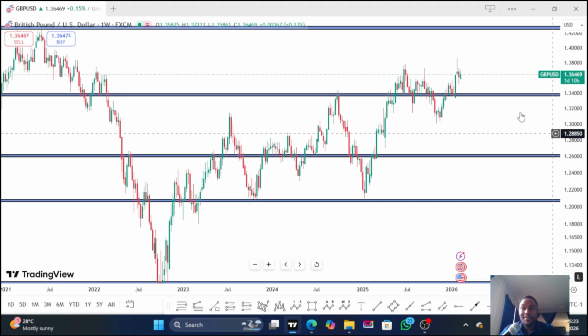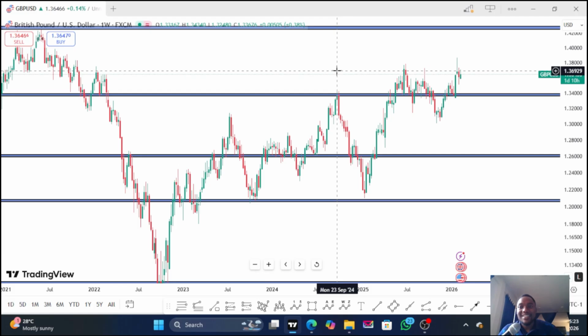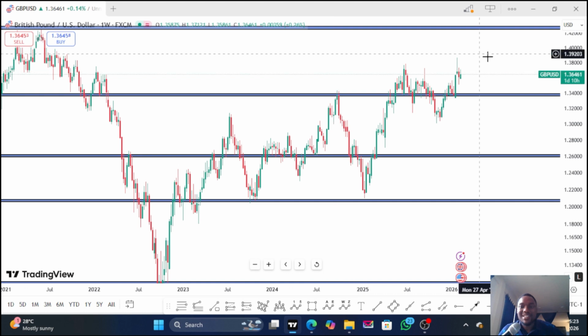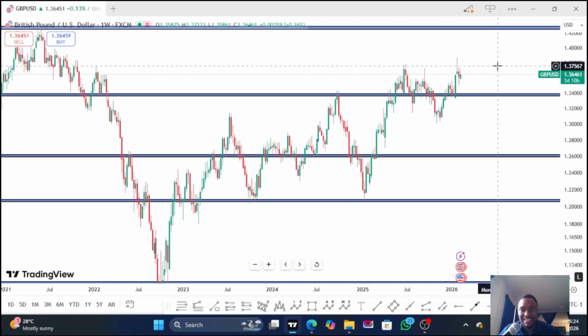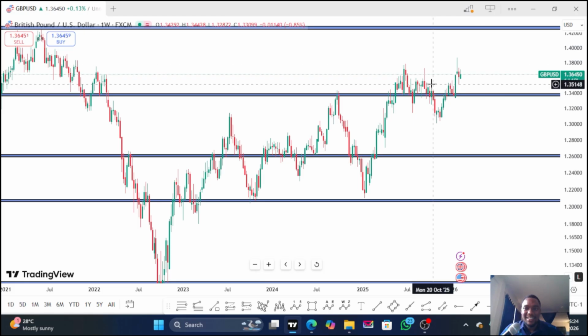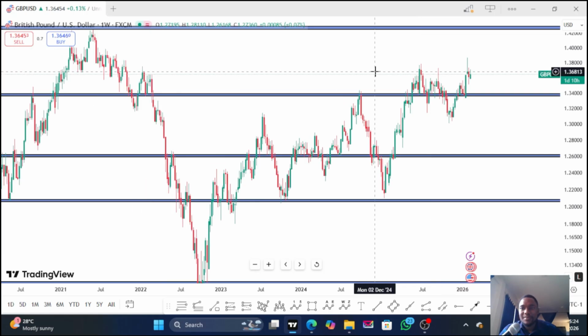So on the weekly time frame, let us try to determine the key levels. What do I mean when I say key levels? Let us try to find some patterns like head and shoulders, double bottom, double top. With your naked eyes, I think you can see a double top over here.